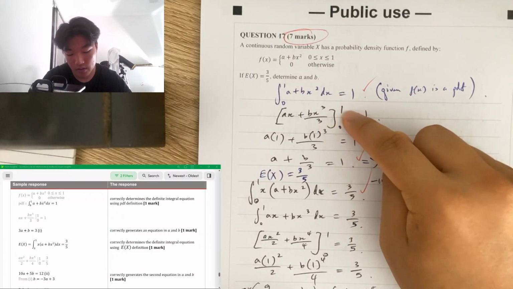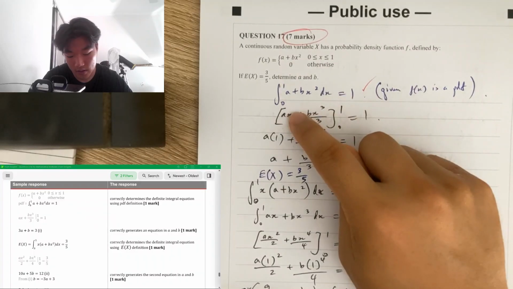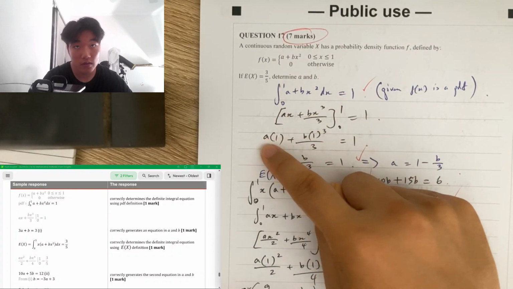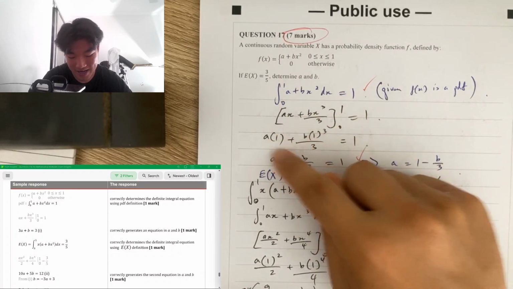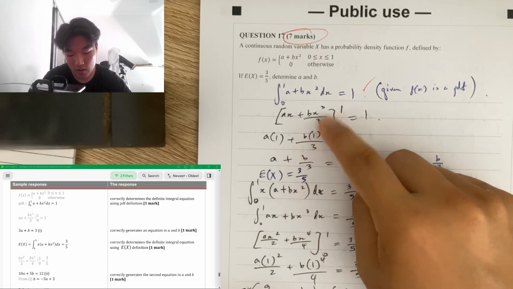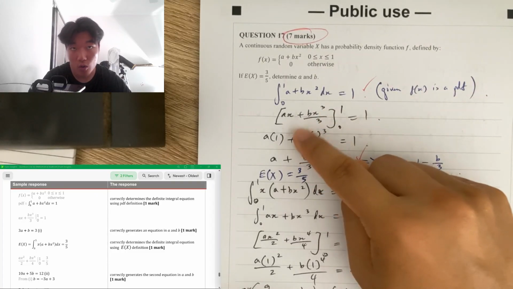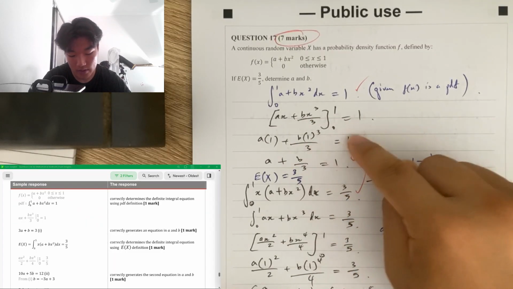And then we apply the bounds. So we sub in 1 first, so the upper bound, x equals 1. Then it just goes to a multiplied by 1, which is a, plus b multiplied by 1 cubed, which is just b, and then that's over 3. And then this equals 1.